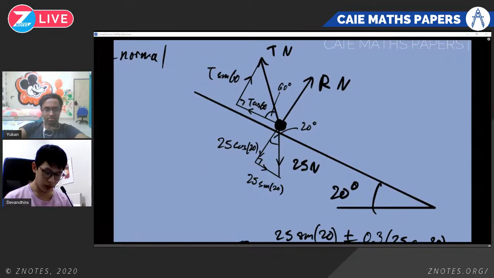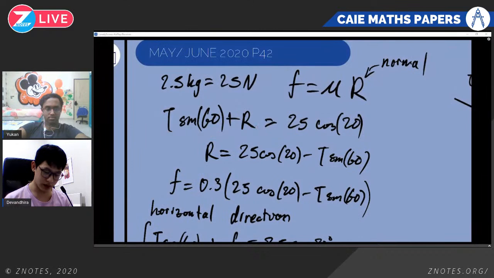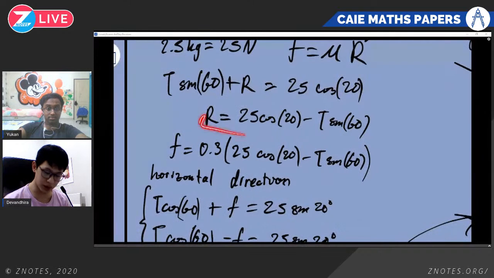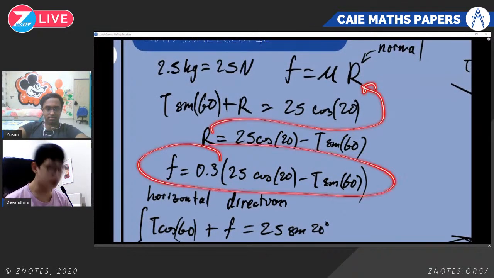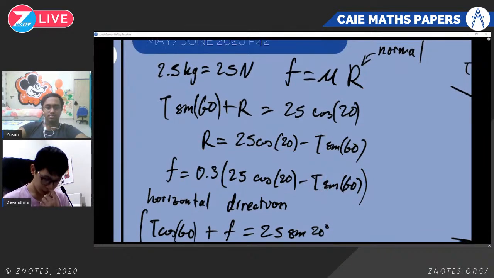So that means the upward forces have to equal the downward force because it's in equilibrium, correct? Right. So if we add the upward forces together, it should equal the downward force. And we can just make R the subject, put this to the other side, and we'll get this one, right? Right. So because we know this is our R, we can just put this here, and we'll get our friction force. But we just don't know what the T is yet.